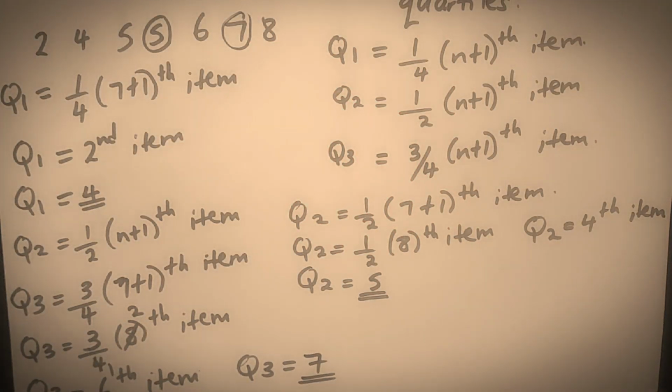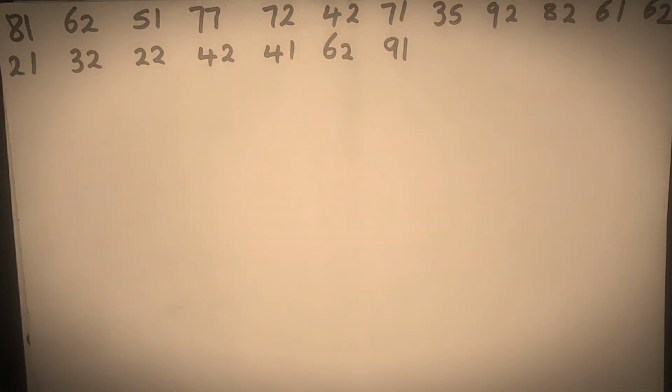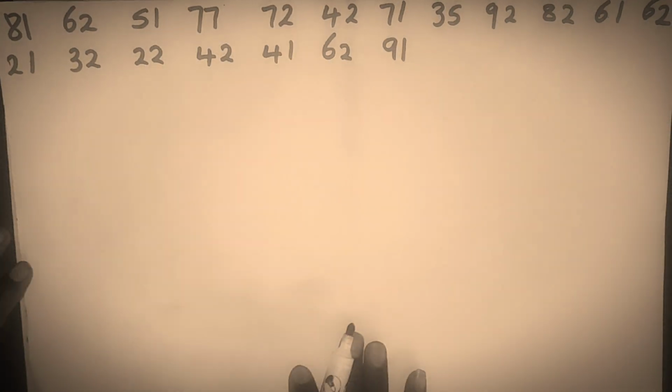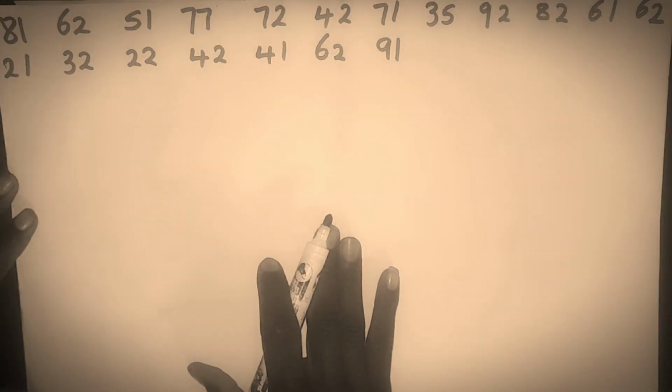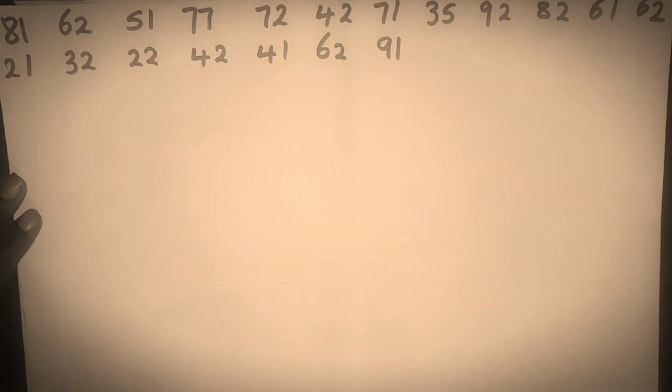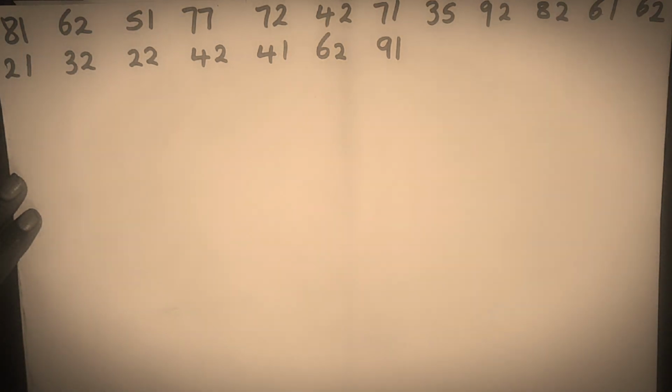is our third quartile. Let us look at the second question which we have here, where we have an increase in the numbers. Here our numbers have increased, but we are just repeating the same thing. So you can pause the video and try to solve this one on your own. What we need to do first is arrange our numbers in ascending order, starting with the smallest number up to the biggest number.